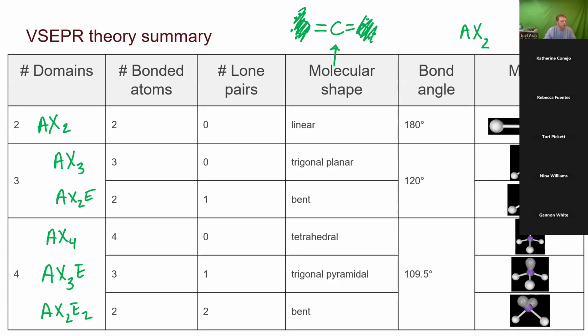Okay, great. Now, the next one that I want to go to is CF4, which I gave you guys a little bit ago. I've got to adjust my slide deck here to give myself a new blank slide. And that is present now. Here we go. We're going to work through CF4. Carbon rolls in with 4 valence electrons. Each fluorine rolls in with 7. 7 times 4 is 28. So we have a grand total of 32 electrons to draw.